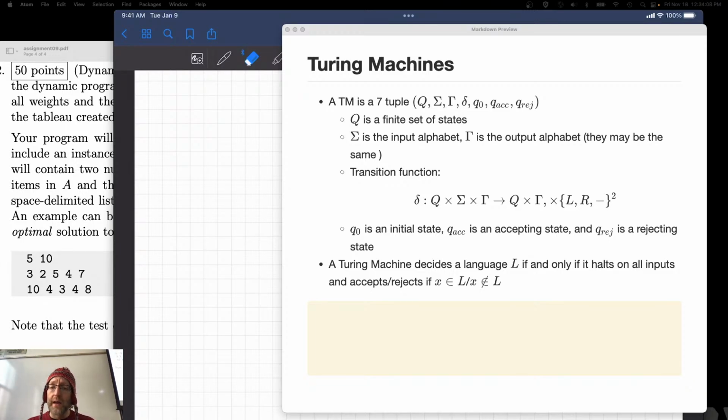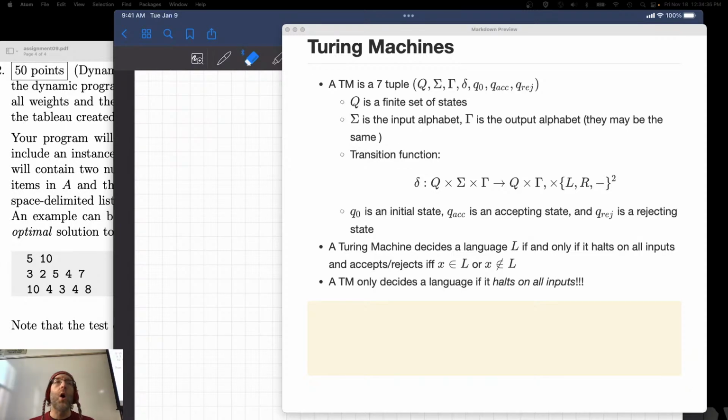Furthermore, it accepts or rejects if and only if x is in the language or x is not in the language, respectively. When it halts and accepts, it will only do that for strings that are in the language. It will halt and reject only for strings that are not in the language. The key is that a Turing machine only decides a language if it halts on all inputs. If it goes off into an infinite loop, it is not deciding any language at all.